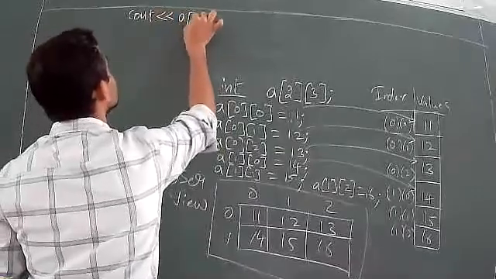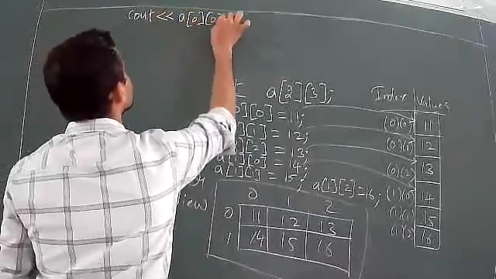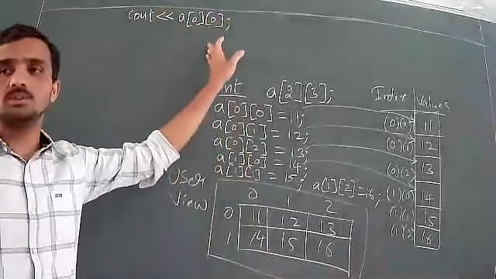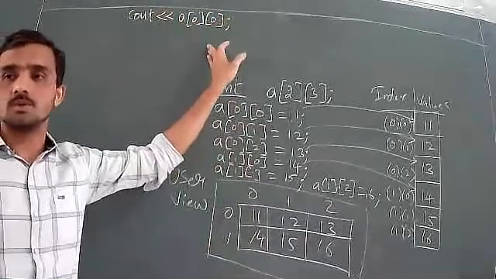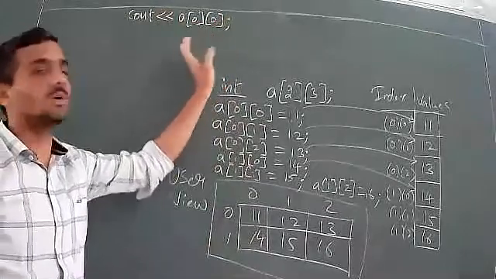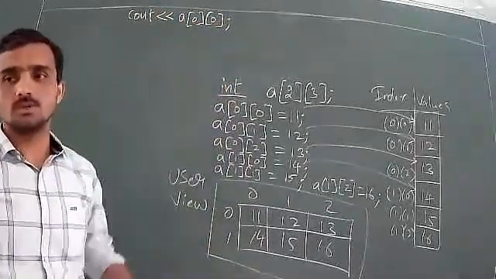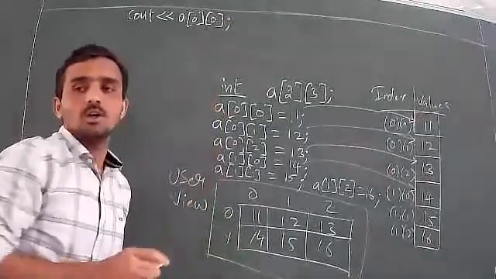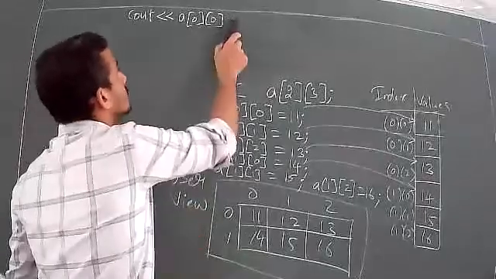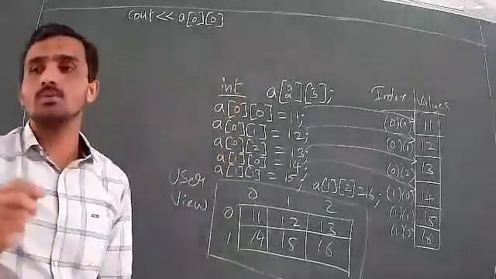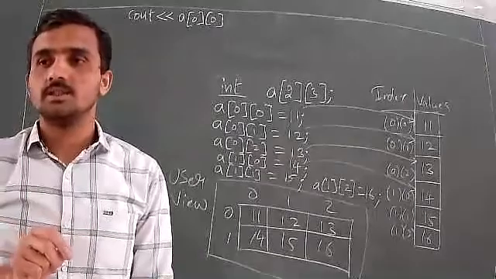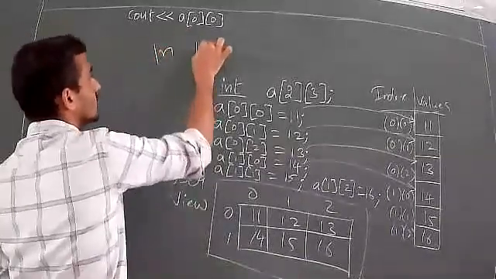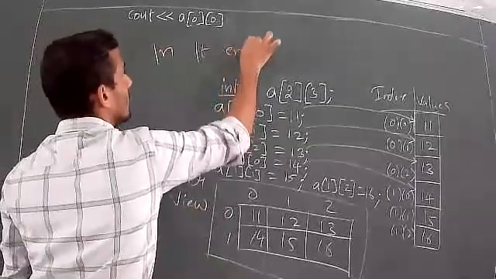a of 0, 0. So you read it as a of 0, 0. Don't say a 0, 0. Whatever we write in square brackets, you have to read it as a of 0, 0. So after writing a of 0, 0, put a semicolon. Before you put the semicolon, you have to do either of these things. Either you put backslash n, or you put backslash t, or you say endl.